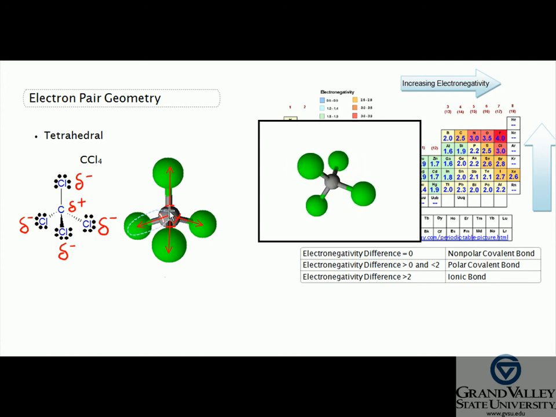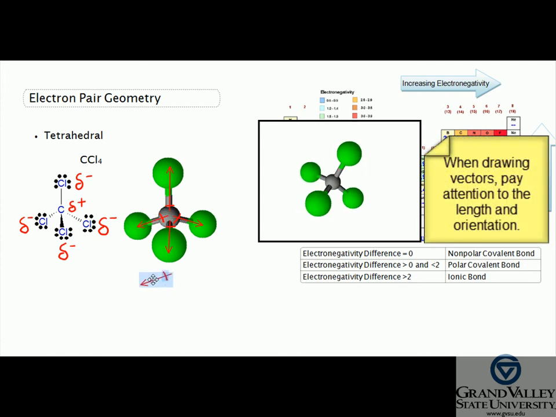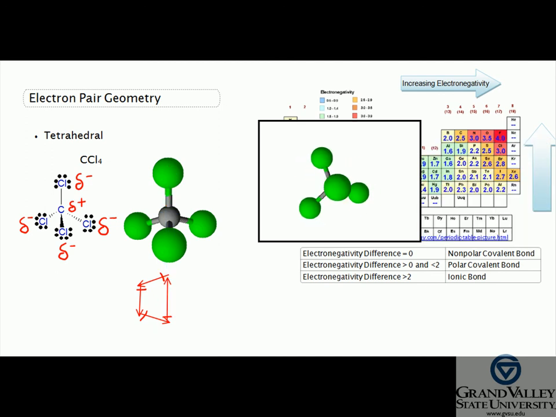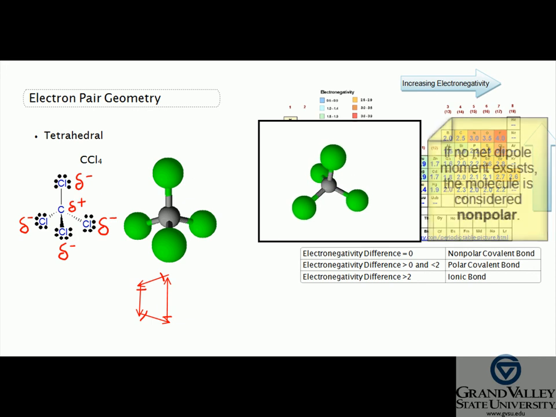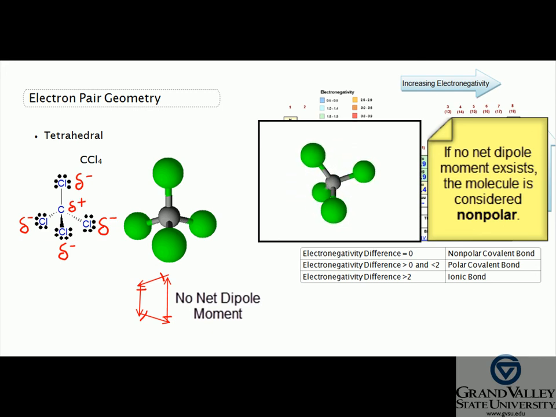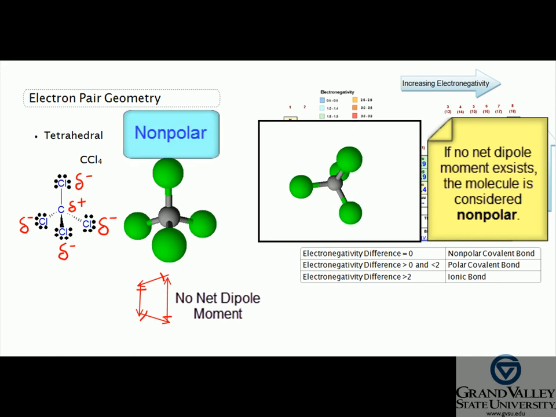Begin by drawing the first vector, paying attention to the length and orientation. Then, continue by drawing the second vector starting from the head of the previous vector. Continue to draw vectors until all are used. If the head of the final vector is located at the tail of the first, then no net dipole moment exists and the molecule is considered nonpolar. Seeing that the bond dipole moments cancel out, CCl4 is nonpolar.